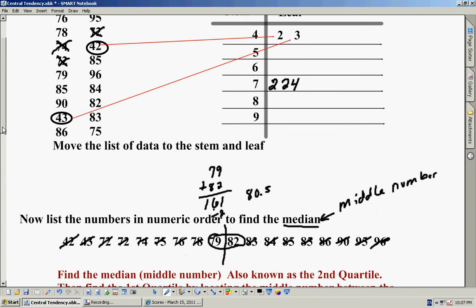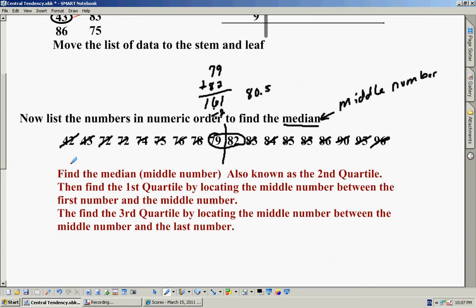Let's scroll this down a little bit. So 80.5 is my middle number, and I'm going to write that. It's also known as the second quartile. So 80.5.